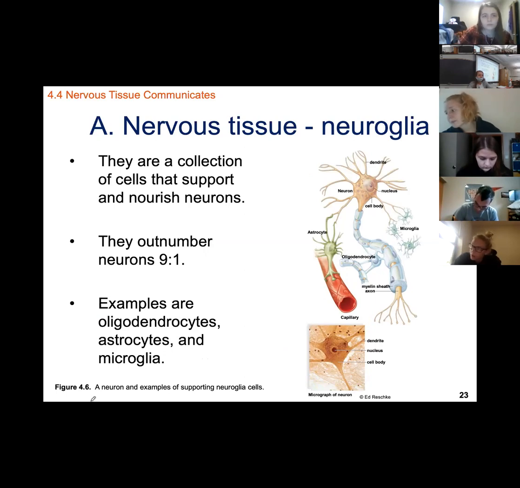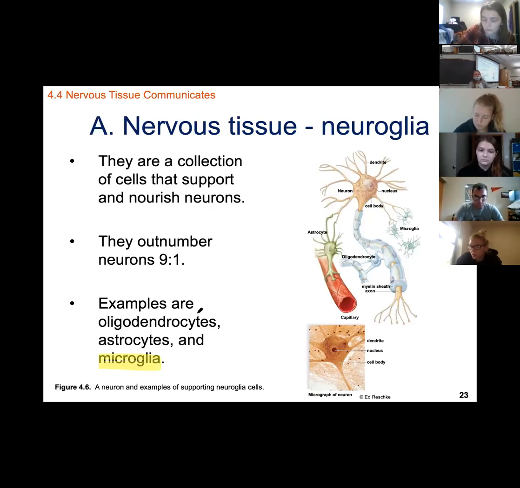And there's some examples, maybe the most common one being that microglia. Okay, this is what supports the neurons. The neurons are what help communicate. The most important one there is probably that microglia.